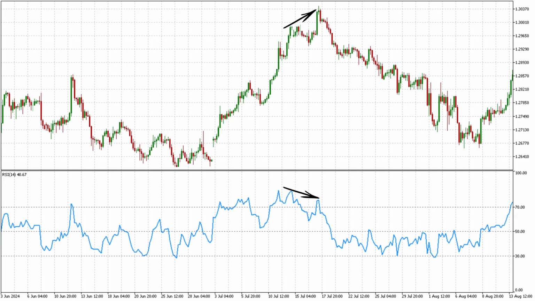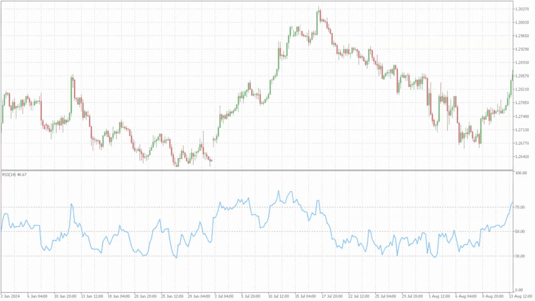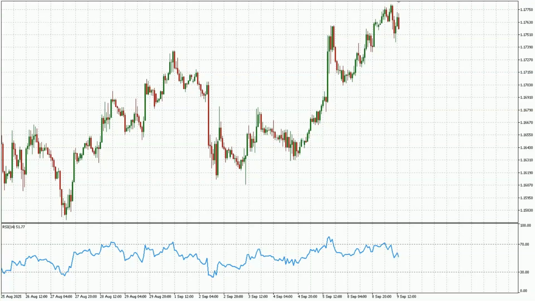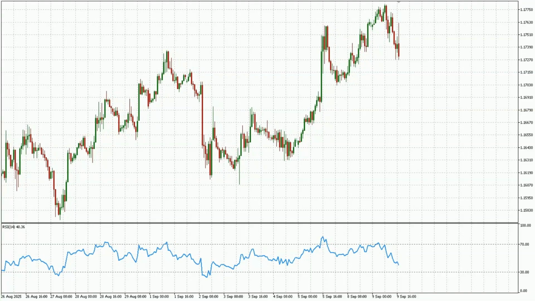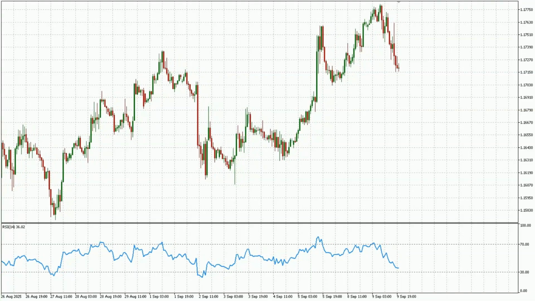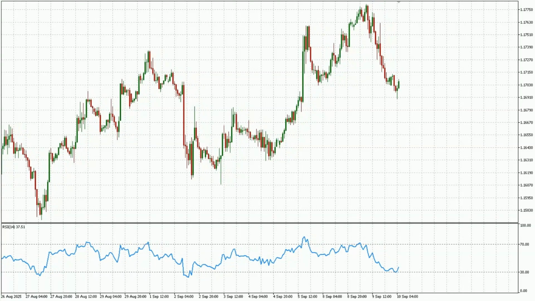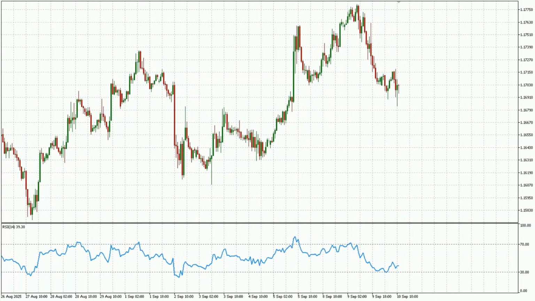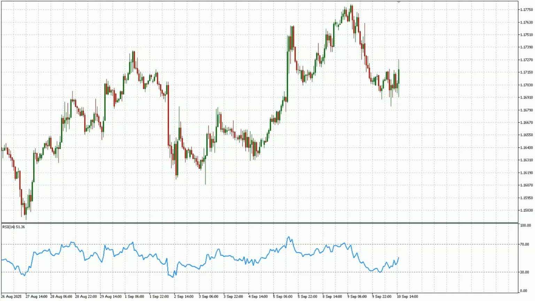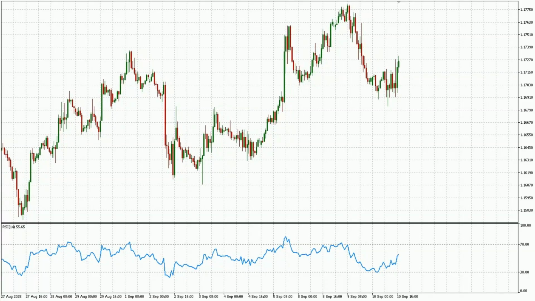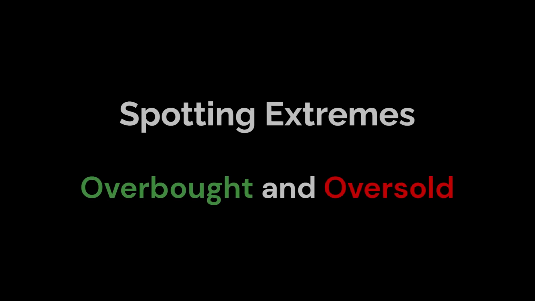Then we'll look at finding divergence: how to spot when the RSI is telling a different story than the price chart, often predicting a major reversal before it happens. The RSI is simple to apply, but as with every momentum indicator, it can give false signals in choppy or highly volatile markets. So you need to use it in combination with other indicators or chart patterns for confirmation.